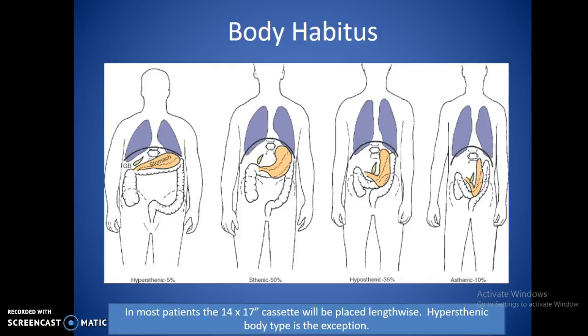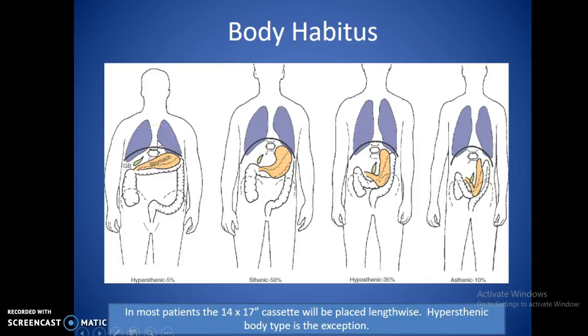Body habitus. This is going to be different types of body that patients have. Most of the time they're going to be the sthenic body shape here, which is about 50% of the people. Just normal size. If you look at the lungs, they sit generally pretty straight up and down so that we can use our lengthwise orientation. So that means 17 inches up, 14 inches across.